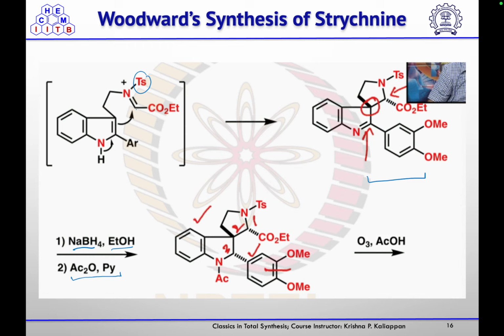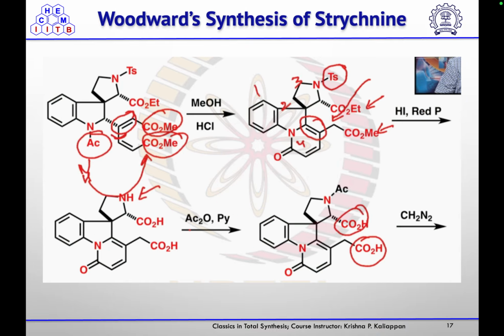Then when they subjected this to ozonolysis, that aromatic ring, the more substituted one, will undergo ozonolysis. So when this bond gets cleaved, you will get a diester. That diester on treatment with methanol in the presence of HCl, this acetate got hydrolyzed and that amine is reacting with your ester to form the corresponding amide, sorry, lactam.